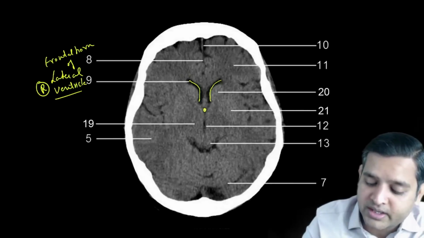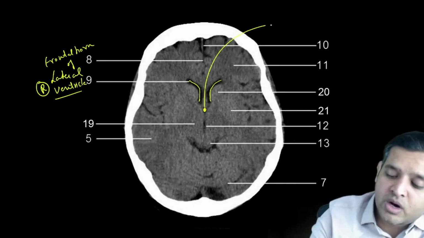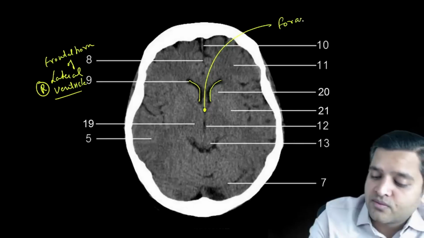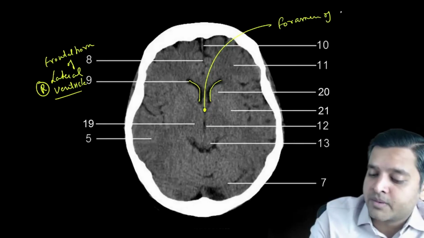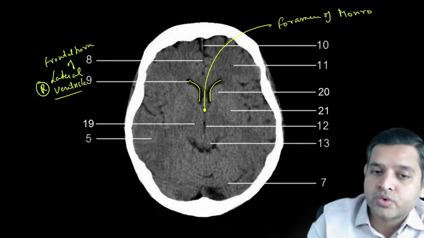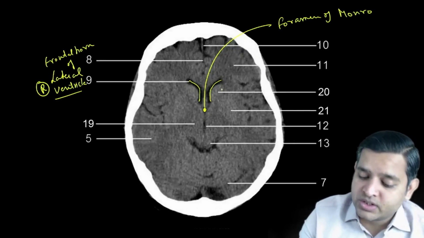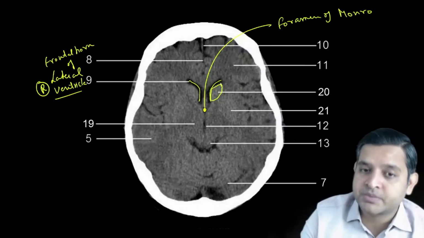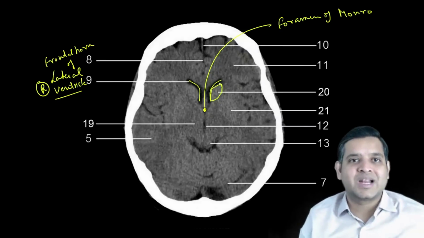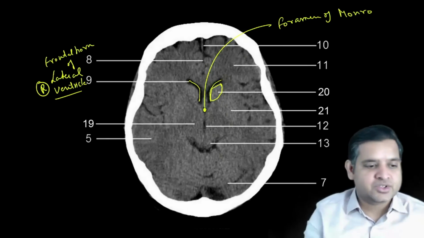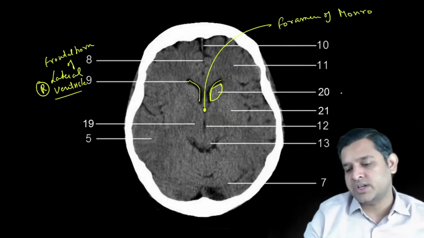The two are joined at the level of a foramen, which is called as foramen of anybody? Monro. Foramen of Monro. Okay. Then you see this oval shaped structure adjacent to the lateral ventricle, and what is that structure? That structure is, yes, anybody?